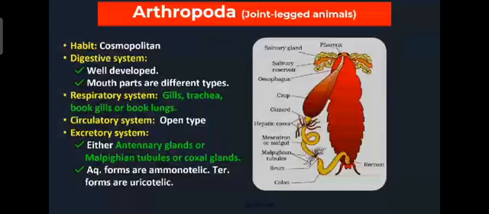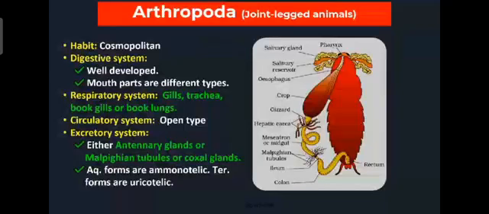In the mouth you will find different types of mouth parts, which help in cutting and chewing the food material. You must have observed that at night cockroaches come into the kitchen, and if any food particle has fallen down, they will eat it. How do they eat? With the help of those mouth parts. So you will find a well-developed digestive system. Clear?